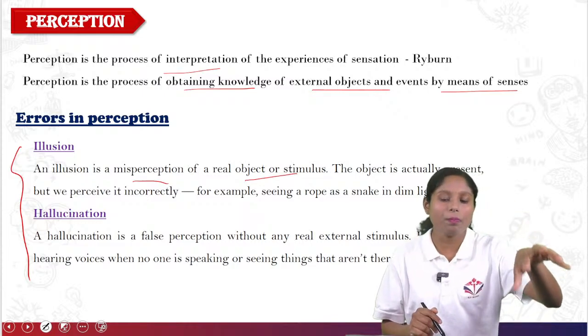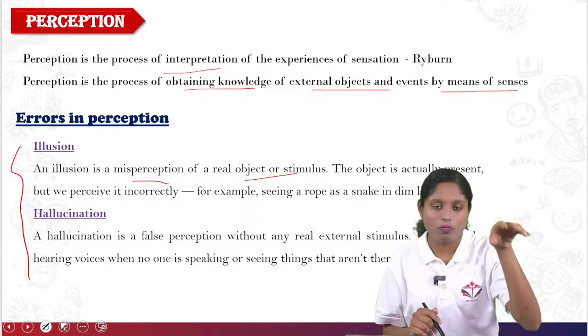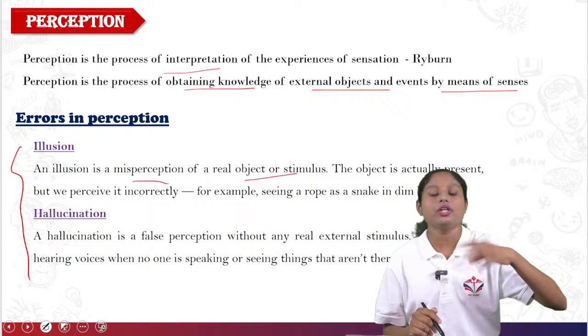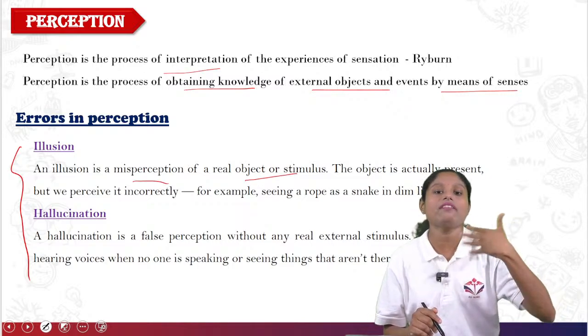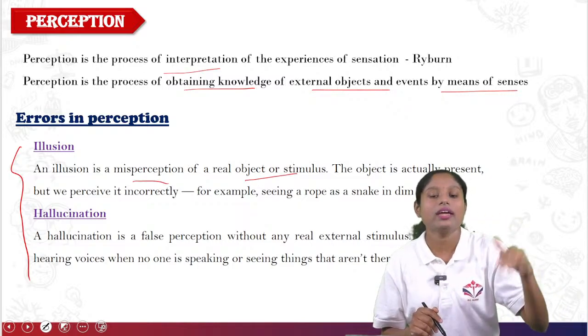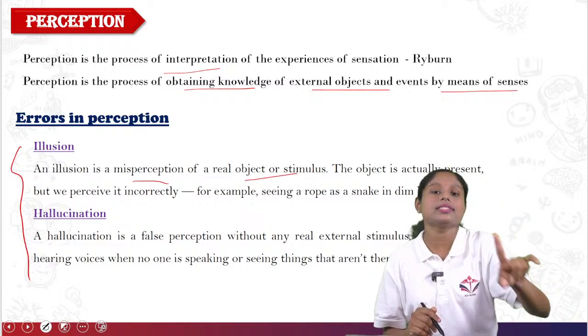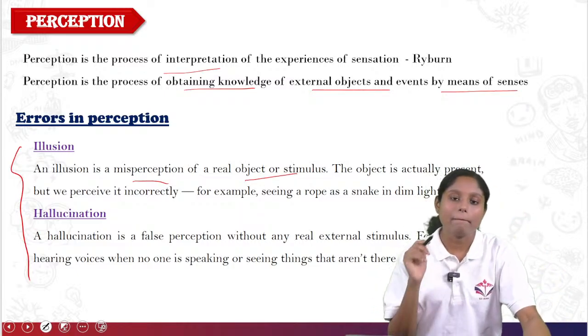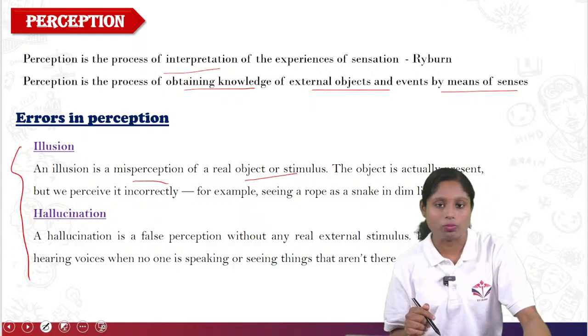So there is a rope in that room, in dim light. But that person, due to this error, has an illusion, a misperception. He will think that it is not a rope, it is a snake. So that's the example: misperception of a real object.